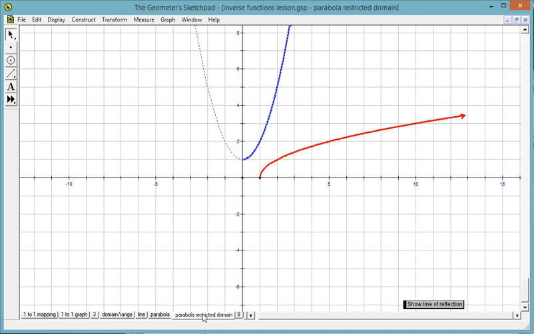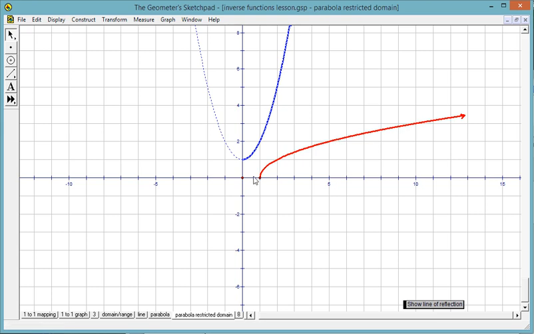So you can see that it may be defined for the whole thing, but if I define the function and say that I'm going to use this function x squared, but only with the domain where x is greater than or equal to 0, then I have an inverse function. That makes it one-to-one. And what's my inverse function going to be? It's going to be the square root function.